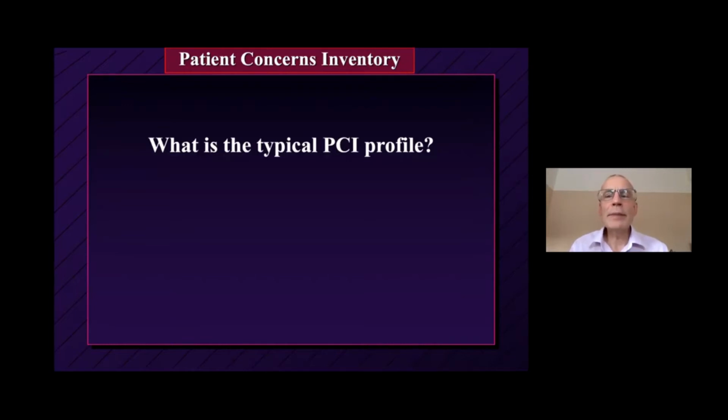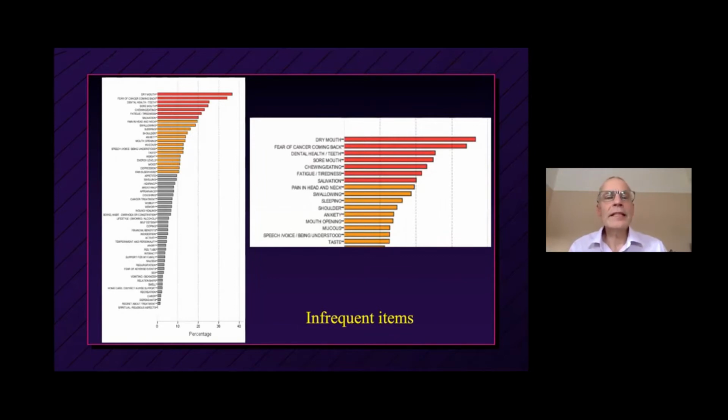So what is the typical PCI profile? This is a slide from the very earliest paper that we published in 2009. And you can see that the common issues were dry mouth, fear of the cancer coming back, dental health, sore mouth, chewing and eating, fatigue, salivation. And you can see there's quite a tail down to items that appear relatively infrequently.